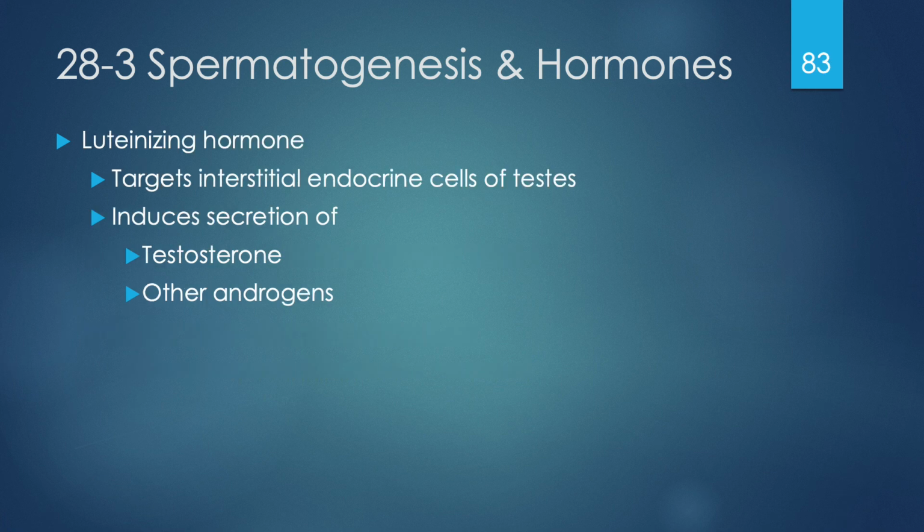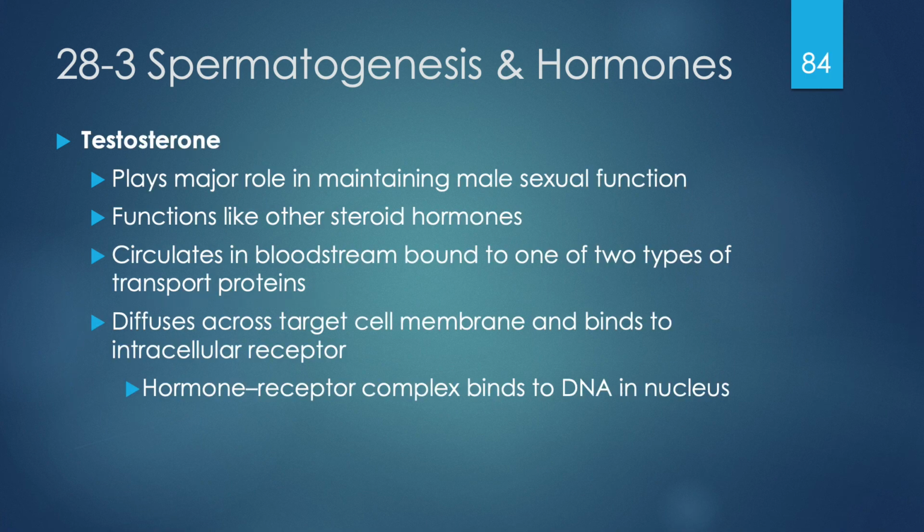Luteinizing hormone is going to target the interstitial endocrine cells in the testes, and luteinizing hormone there will induce the secretion of two things: testosterone primarily, and other androgens. Testosterone is the primary androgen that's responsible for maintaining male sexual function. It essentially functions just like all other steroid hormones in that it circulates through the bloodstream, is bound to one of two different types of transport proteins, and will diffuse across the target cell membrane, binding to a specific intracellular receptor. The hormone-receptor complex then binds to the DNA in the nucleus of the cell.